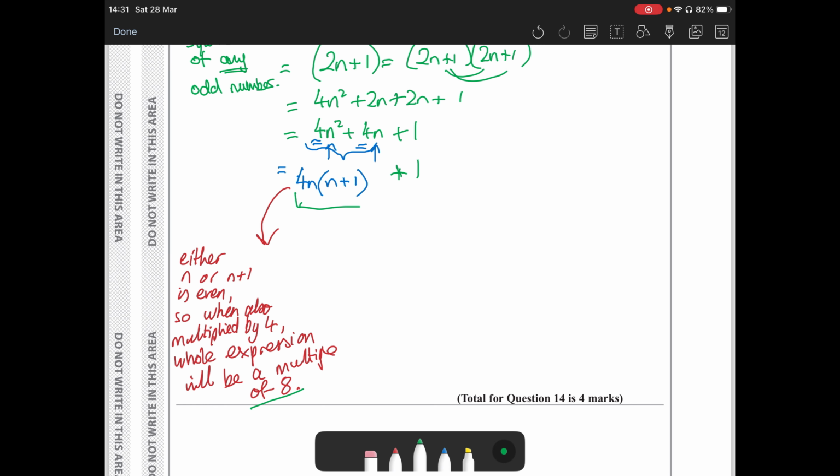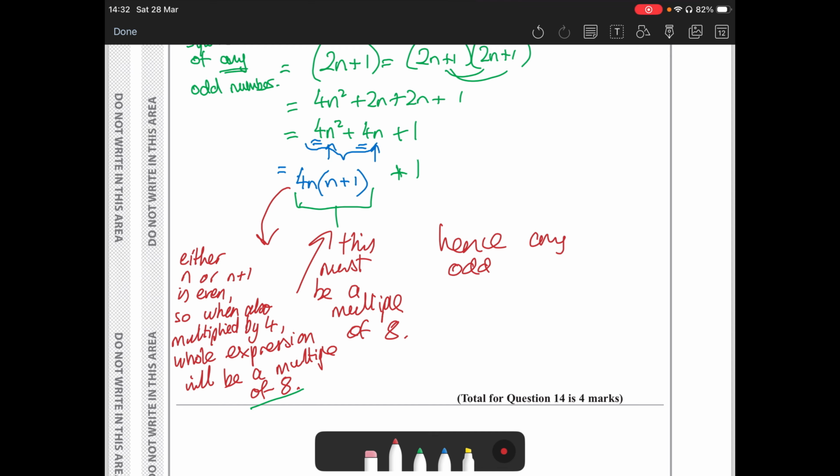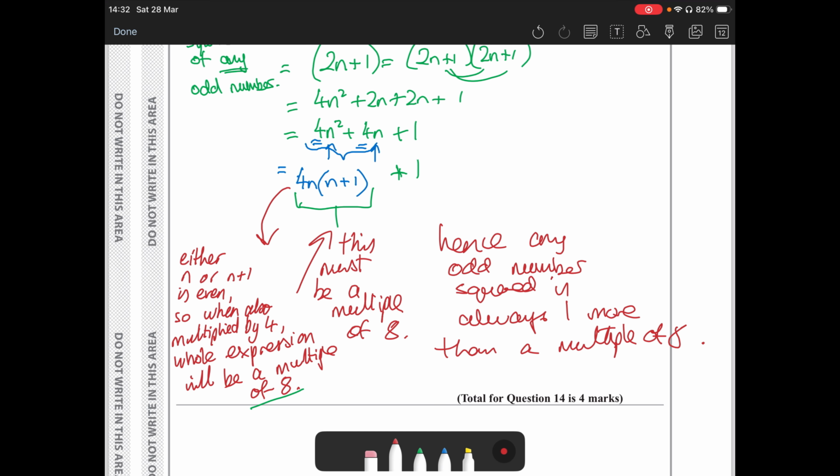So there, this we've just shown. So this must be a multiple of 8, hence any odd number squared is always one more than a multiple of 8. There we go.